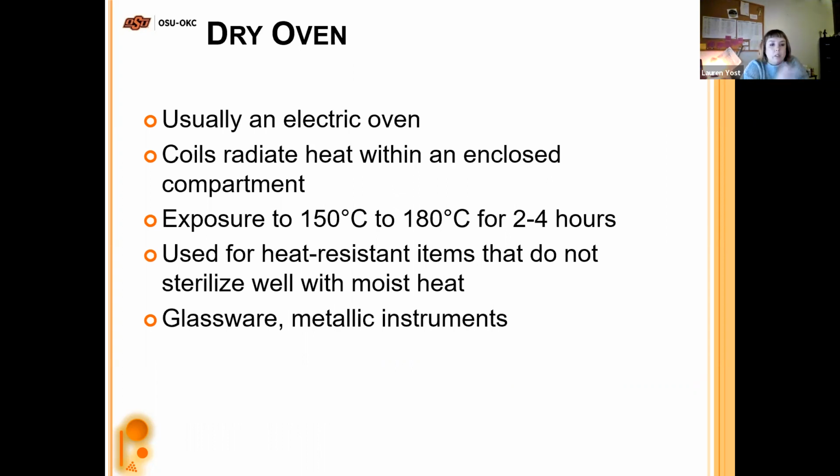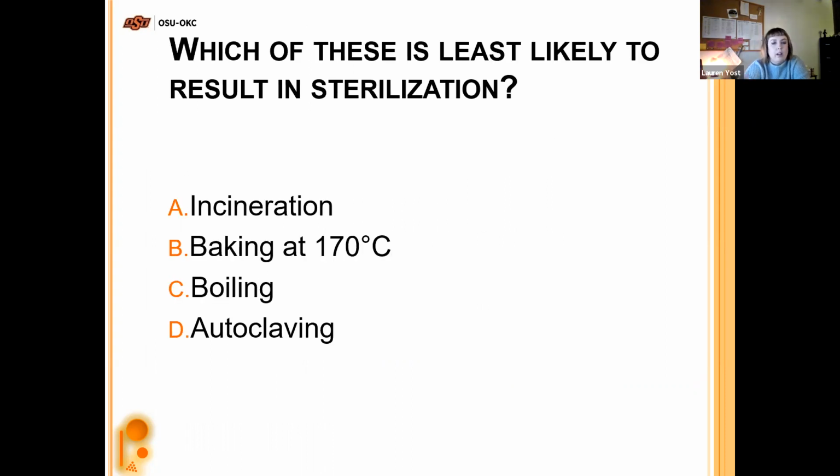We also have dry ovens. You're familiar with ovens. I don't need to explain how that works: a coil heats and exposes things to the heat for a while. In science we use this with glassware and medical instruments sometimes, if they don't need to be sterile. Which of these is least likely to result in sterilization?